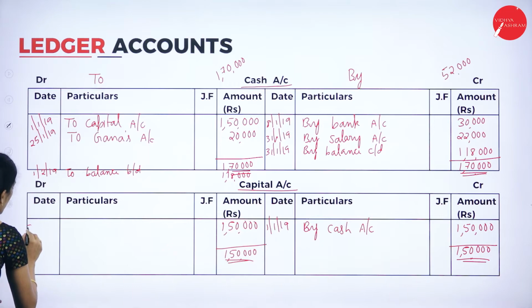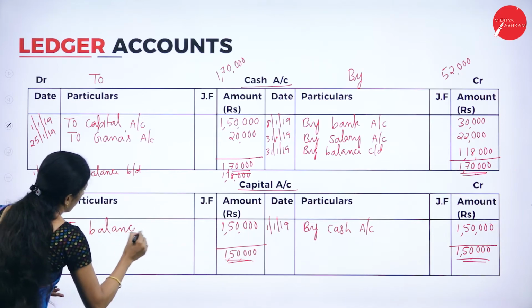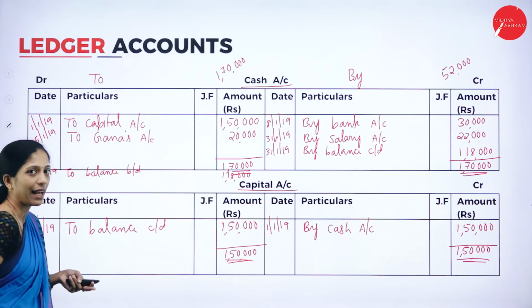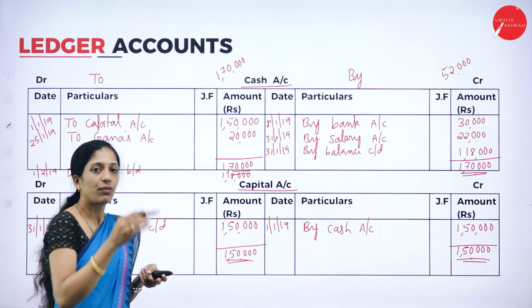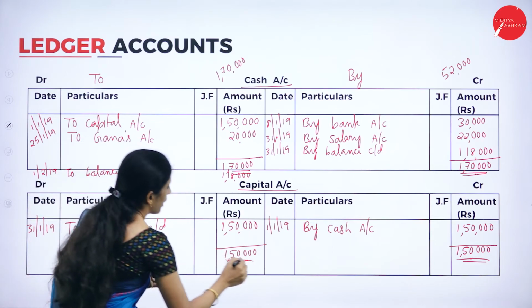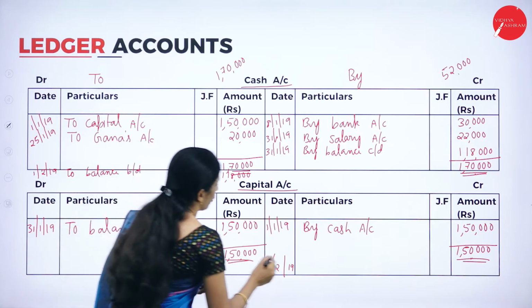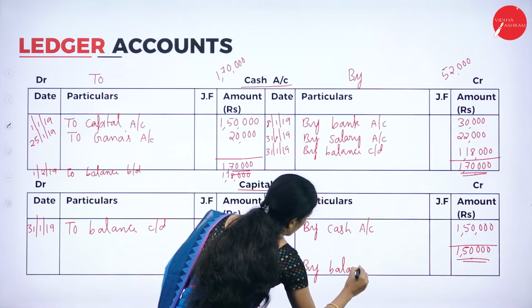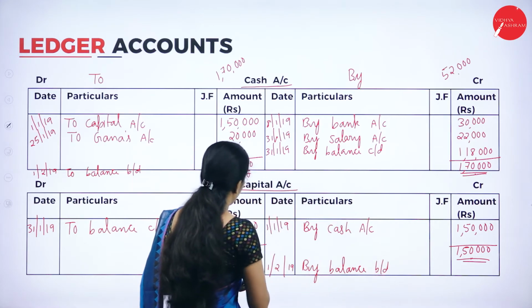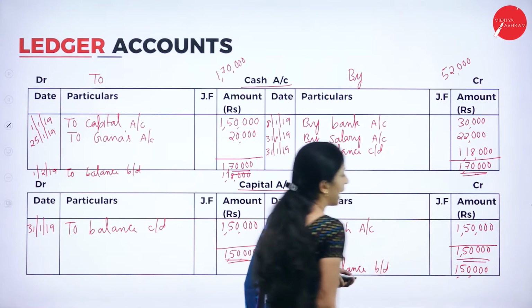So this amount has to be carried down. When do we carry it down? At the end of January, 31/1/2019, to balance carried down. How much? 1,50,000. Once the amount has been carried down, at the beginning of next month we have to bring down that balance. That is 1/2/2019, 1st February 2019, by balance brought down. How much? 1,50,000, the same amount that you have carried down.